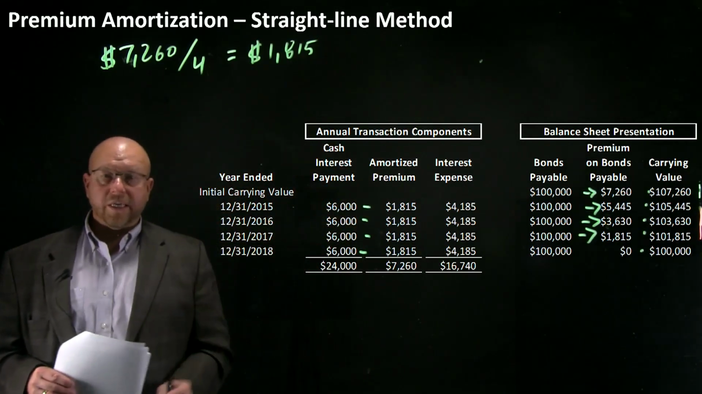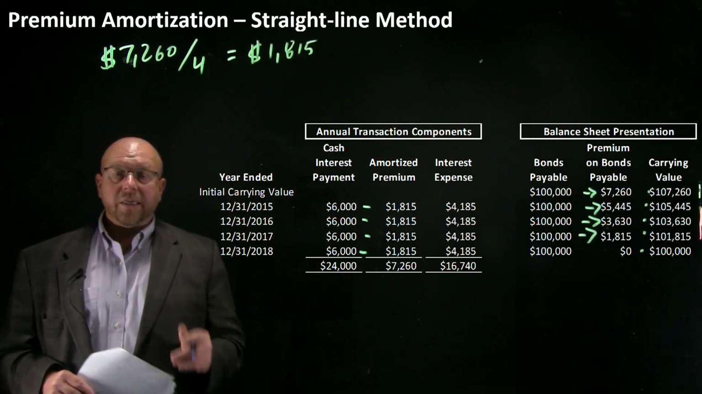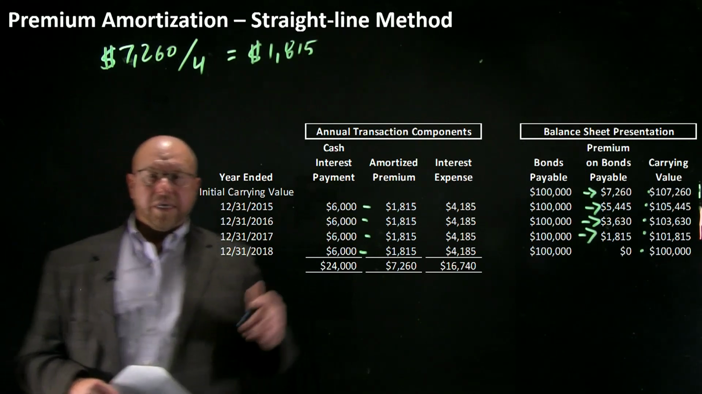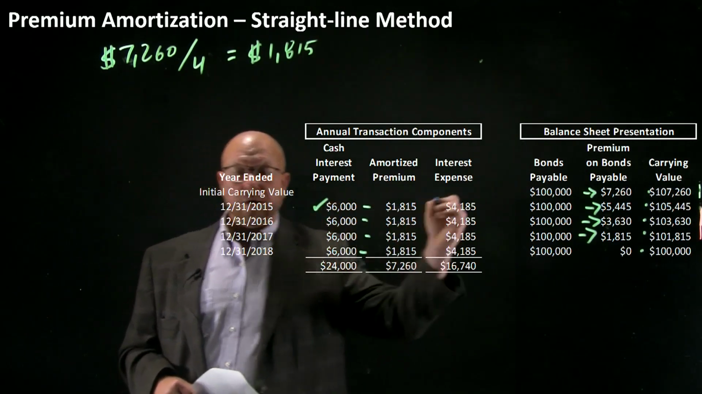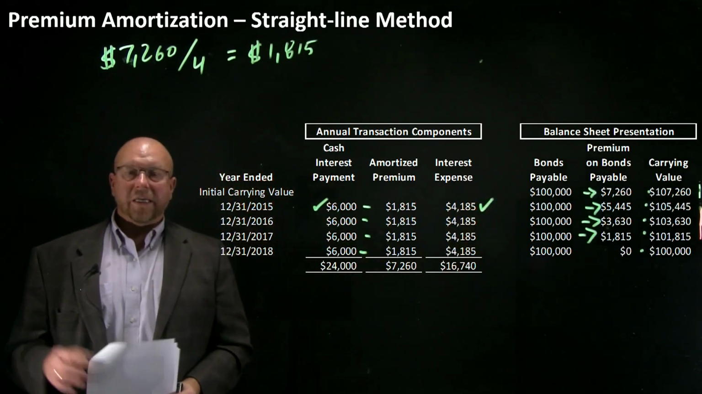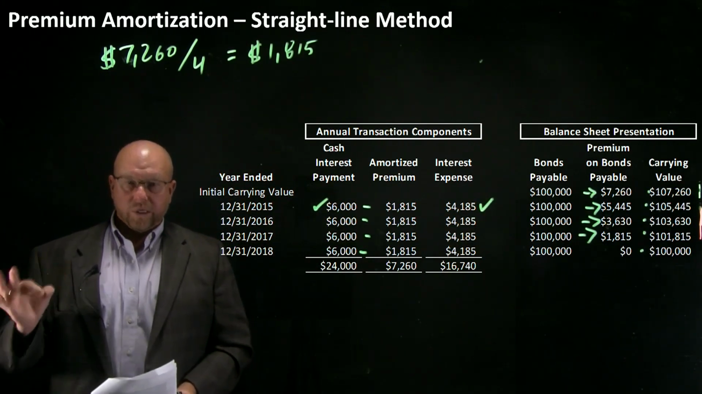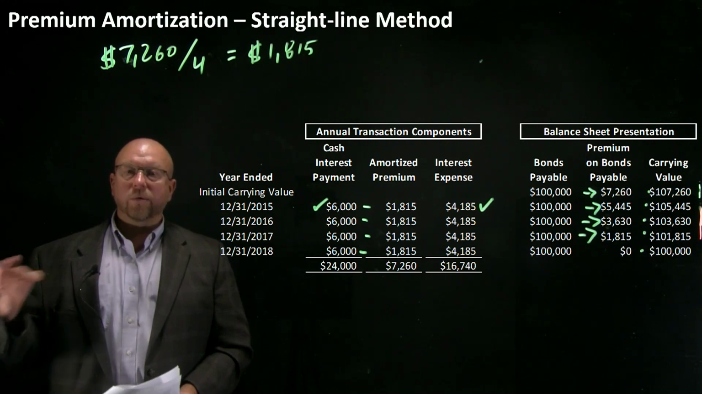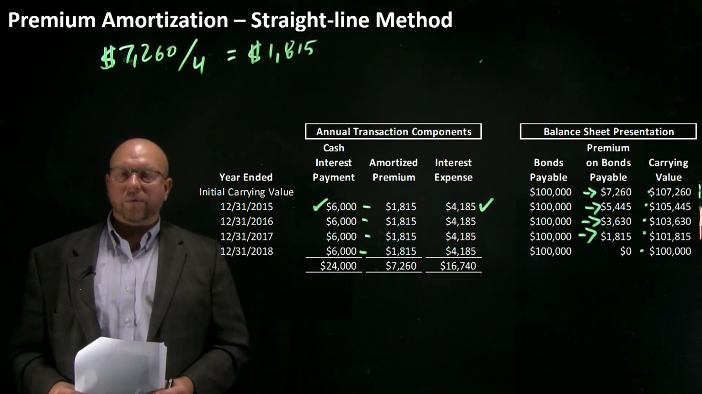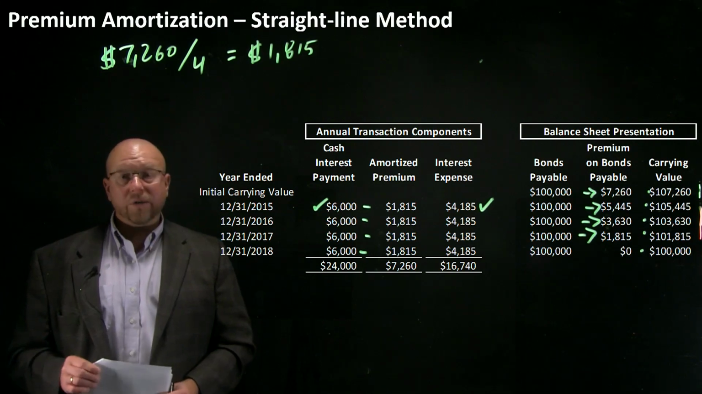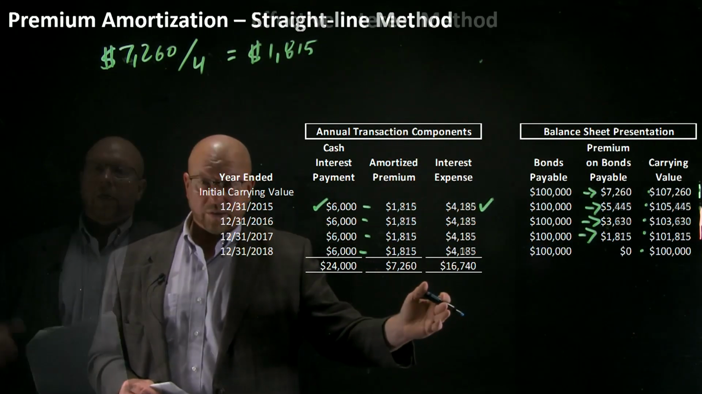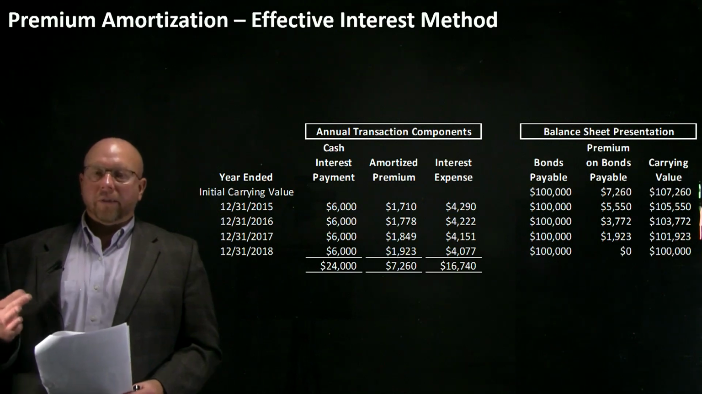So what you're seeing is this. When we are making these interest payments, and I'm going to show you a journal entry in a few minutes, even though the cash payment is $6,000, the actual interest expense on the income statement is a lower amount. And the reason it's a lower amount is because we're getting rid of some of that premium. That extra $7,260 that we received over 4 years is going to let us borrow effectively at a lower interest rate.